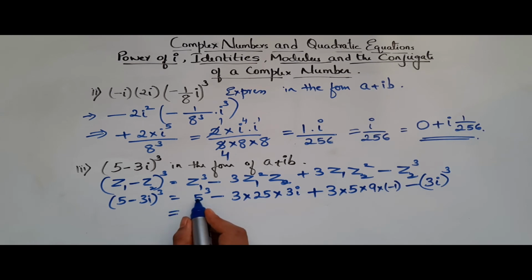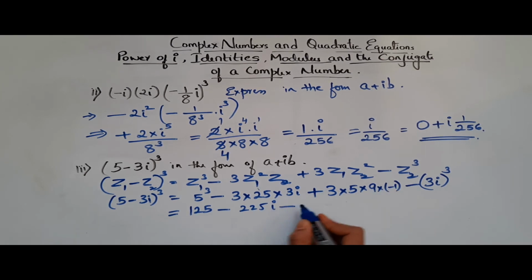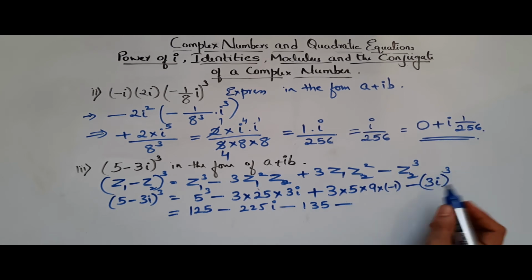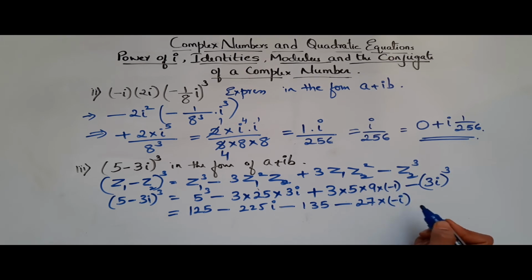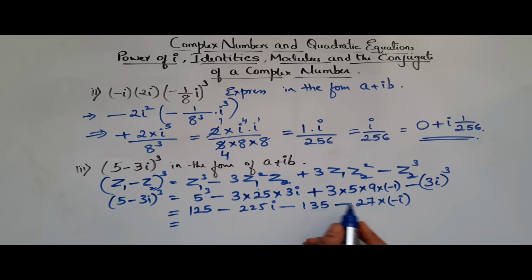which is equal to 5 5s are 25, 25 into 5 is 125, minus 3 into 25 is 75. So 75 into 3 will give you 225i. So here plus into minus is minus, 9 into 5 is 45, so 45 into 3 will give you 135. Minus 3 cubed, 3 3s are 9, 9 3s are 27. So 27 into i cubed. We know i cubed is minus i. So minus i, which is equal to 125 minus 135. That will give you minus 10.